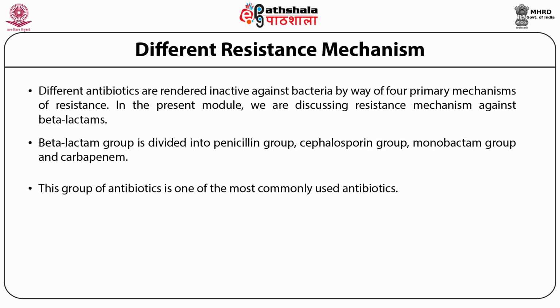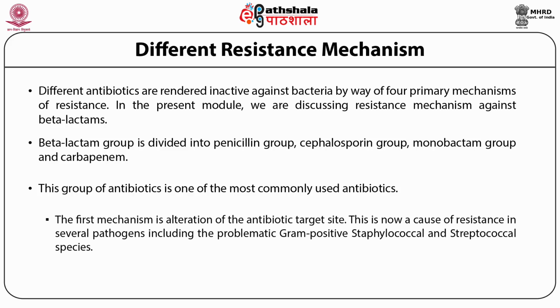Of the four mechanisms used to encounter beta-lactam, the first mechanism is alteration of the antibiotic target site. This is an important resistance mechanism for several pathogens such as gram-positive Staphylococcus and Streptococcus species. Here I am explaining the general mechanism, and in the next slides we will discuss the details of beta-lactam only. So the first mechanism, alteration of the antibiotic target site, is a common one.